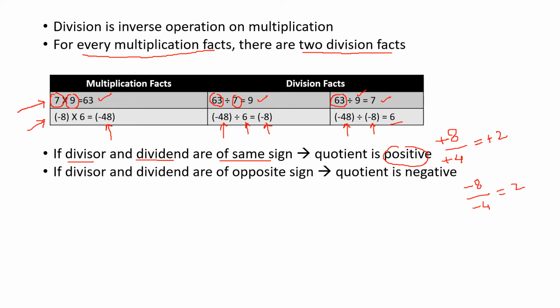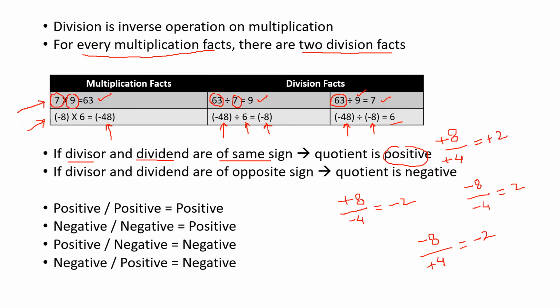Let's take an example of one positive number and one negative number. Suppose I'm trying to divide plus 8 by minus 4. They are in opposite signs, so the result will be negative, that is minus 2. Similarly, even if the numerator is negative and the denominator is positive like this, the result will be negative, minus 2, right? This is a summary of these rules, here on the screen.